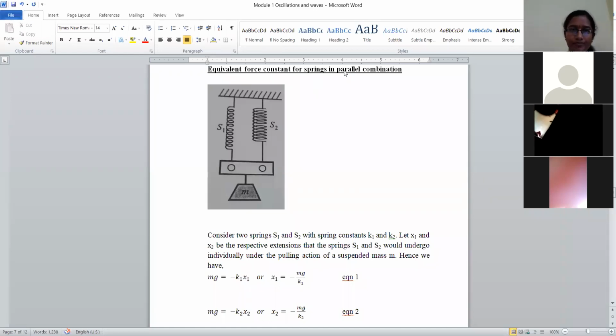So here, see here. This is the rigid support. Here S1 spring is there, and here is the S2 spring. So these two springs are in parallel. This is parallel to this. So both the springs are parallel to each other. Okay, and then the mass M is suspended by these two springs which are in parallel to each other.